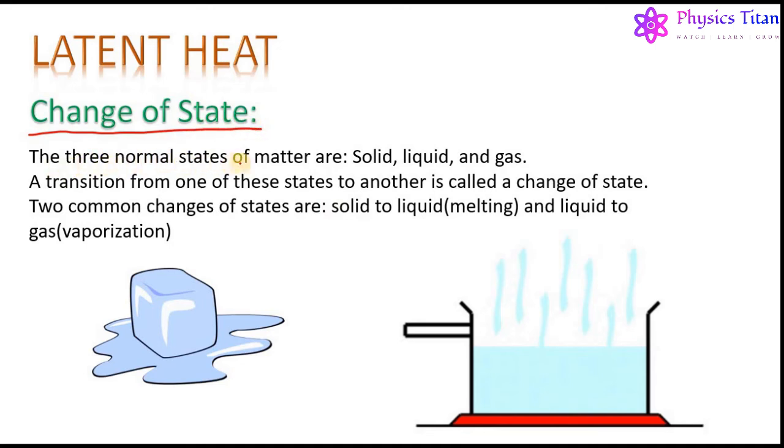Now, there are three normal states of matter: solid, liquid and gas. A transition from one of these states to another is known as change of state. The two common changes of state are solid to liquid, which is known as melting. For example, ice, which is in a solid state, changes to liquid, and this process is known as melting. And the second one is liquid to gas, which is known as vaporization. For example, the change of liquid water to gas or steam is known as vaporization.